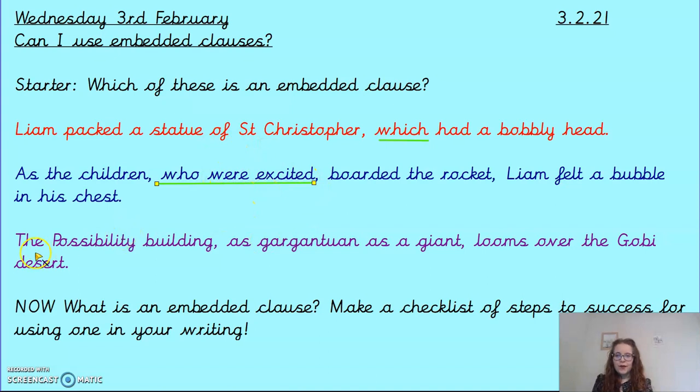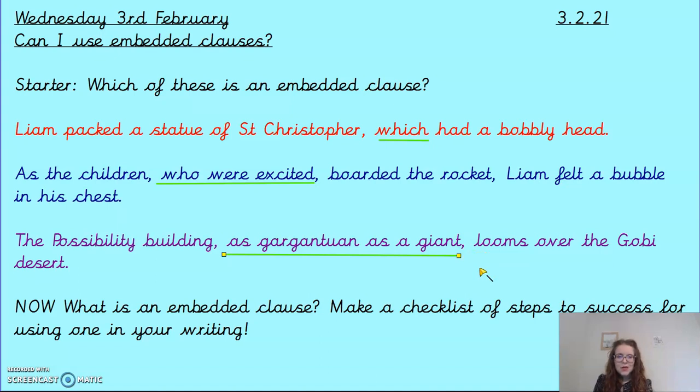Let's have a look at the last one. The possibility building, as gargantuan as a giant, looms over the Gobi Desert. Well, can we take out that middle bit? Can we take out this middle section? Let's see. The possibility building looms over the Gobi Desert. Yes, that makes sense. But we can add so much more detail by putting in a cheeky simile. As gargantuan as a giant. That gives us more information. It's got my comma sandwich bread here. So that is our embedded clause.